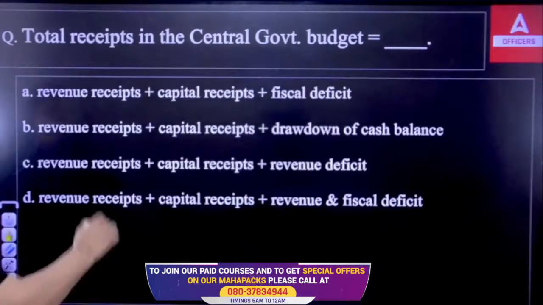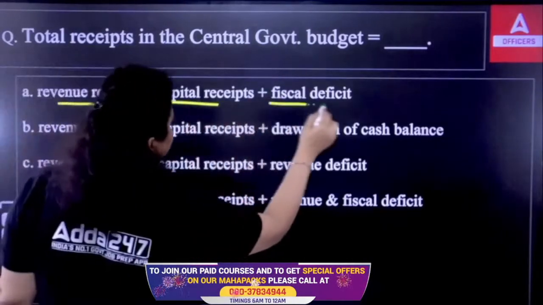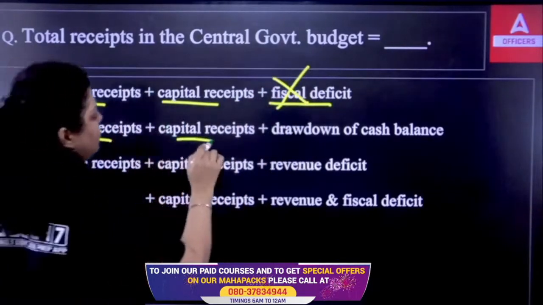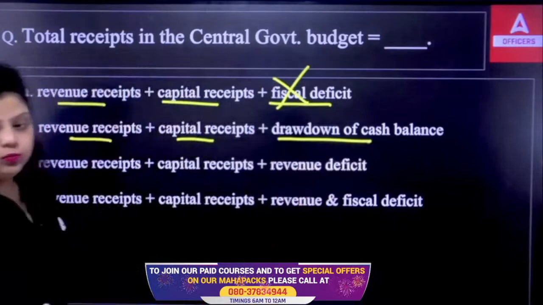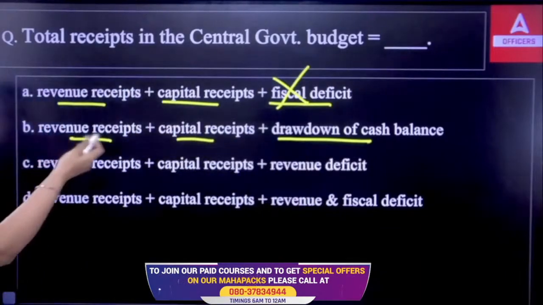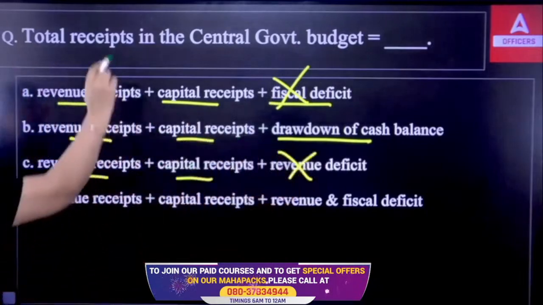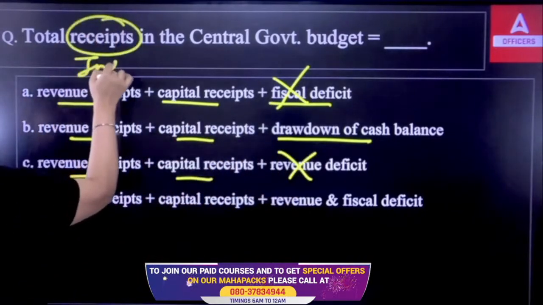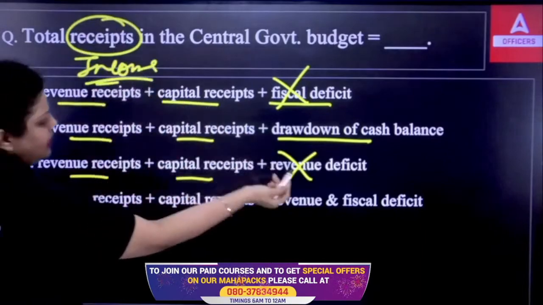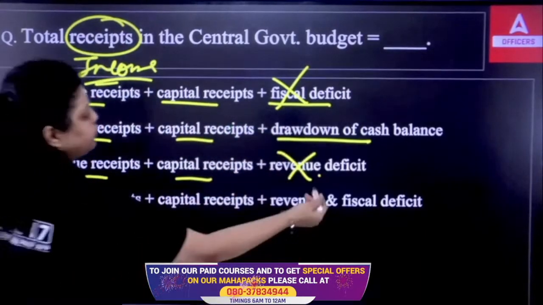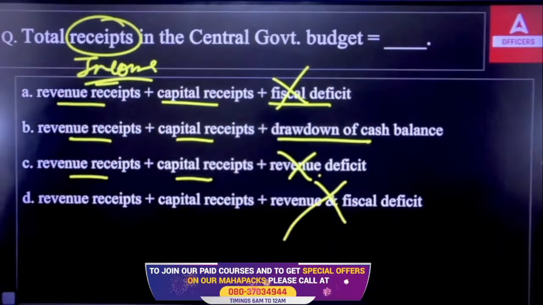First, revenue receipts plus capital receipts plus fiscal deficit. It can't be true. Revenue receipts, capital receipts plus drawdown. It can be true, because you have revenue receipts, capital receipts. Revenue, capital, again deficit. Deficit is not your receipt. Total receipts means we are finding out the income of the government of India. Deficit is not an income of the government. That's why first and third will be wrong. And also the fourth one will be wrong because it is including deficit.